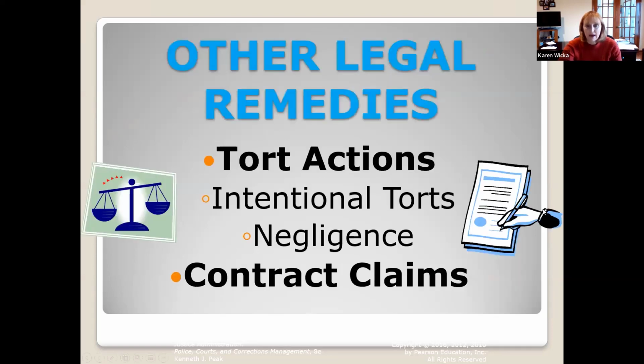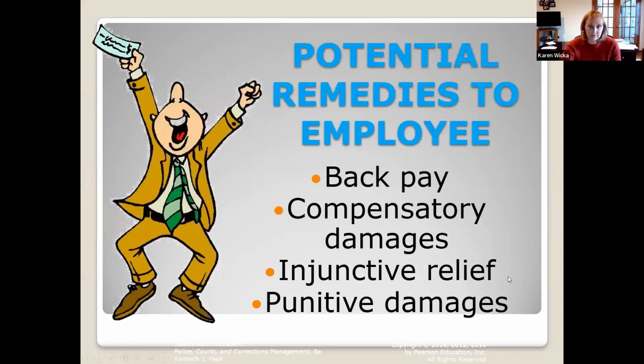Now, what are some remedies if some of these rights are violated? You possibly can sue somebody for these violations. Torts is suing. So if they intentionally hurt you, that's called an intentional tort. If they were deliberately indifferent or negligent and you got hurt, that's negligence. Oftentimes, too, you may have contract claims. So you can sue people for violations of your contract. You have a contract and they're not fulfilling it.